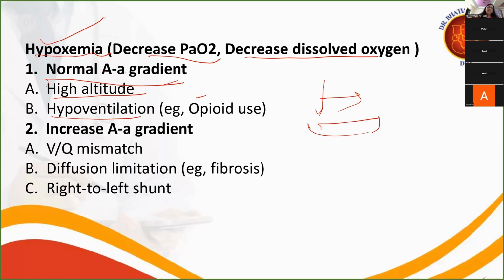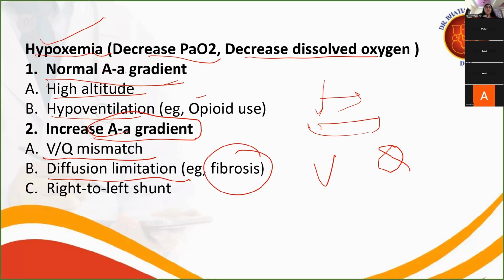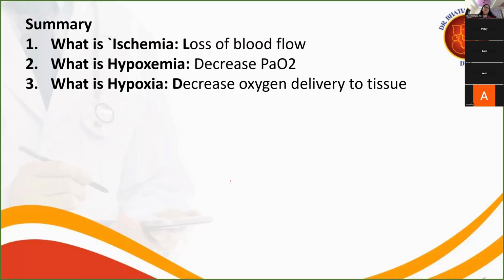But if there is hypoxemia with an increased gradient, that means there is either a ventilation defect or a perfusion defect. So VQ mismatch is happening. Then there are diffusion limitations like fibrosis, or there is a right to left shunt. So again, just summarizing, ischemia means loss of blood flow. Hypoxemia means decreased arterial oxygen. Hypoxia means decreased tissue oxygen delivery.